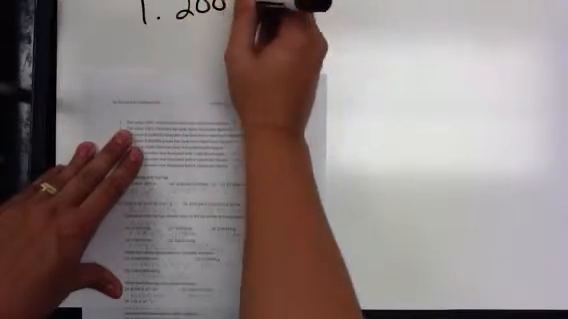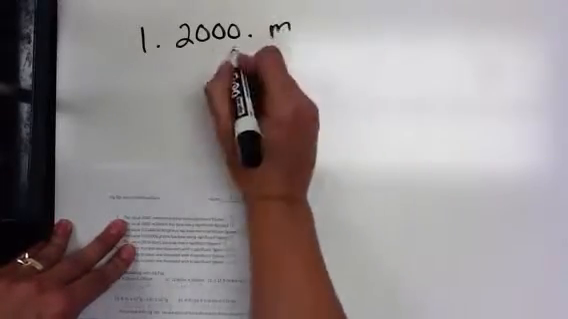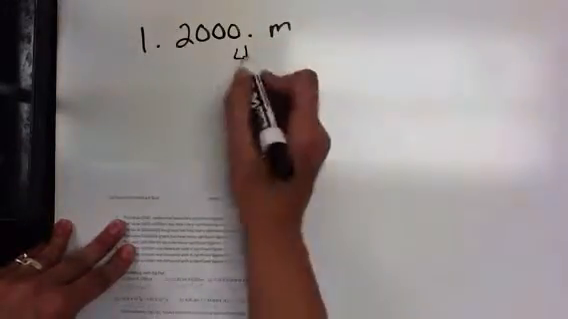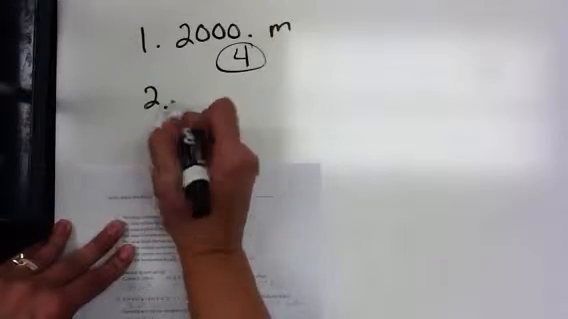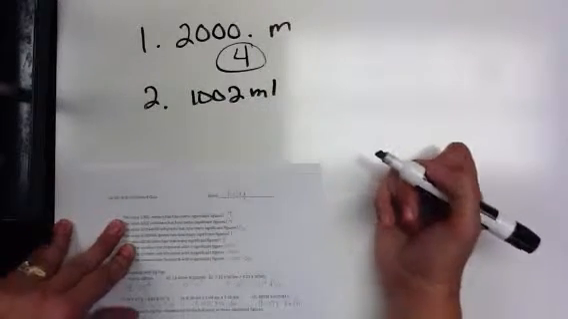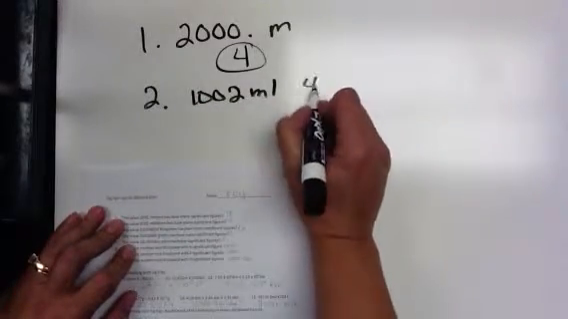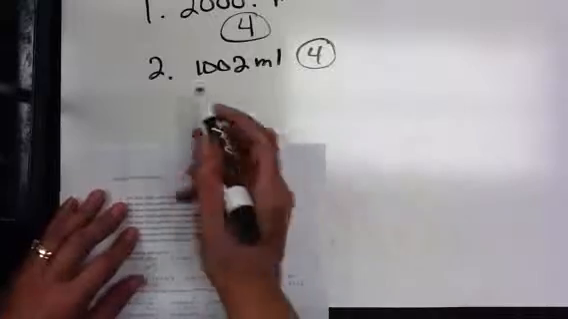Question number 1 says if I have 2,000. meters, how many sig figs does that have? Well, every one of these counts because of that decimal, so we have 4 sig figs. That's the answer to number 1. Number 2 says if we have 1,002 milliliters, how many sig figs do we have? Well, 1, 2, 3, 4. Those are all significant, so we have 4 sig figs.